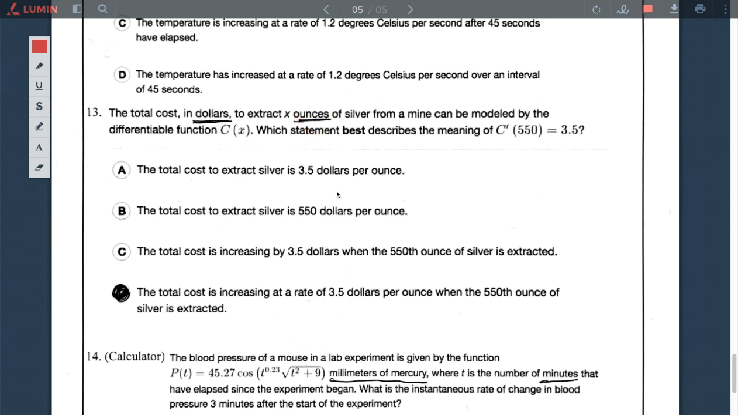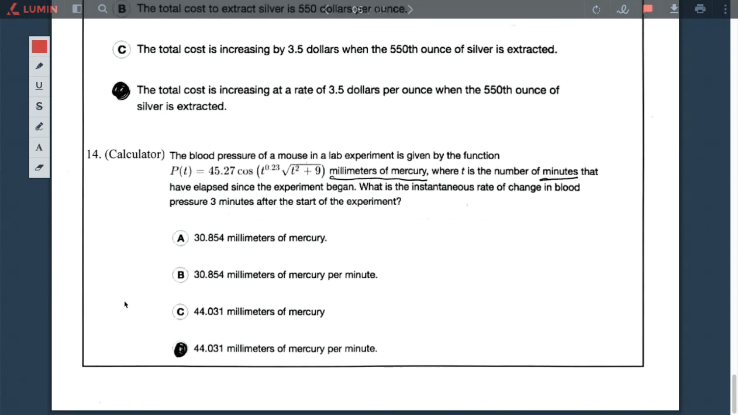So let's see if I did this one right. So I've got $1 per ounce there. I've got $1 per ounce there. Dollars there. So C is no good. We're talking about 3.5. So that means we need to be increasing. So total cost, that's not it. Total cost, that's not it. Notice I've got increasing. So total cost is increasing at a rate of $3.5 per ounce when the 550th ounce of silver is extracted. So I did that one right. 13 is correct.